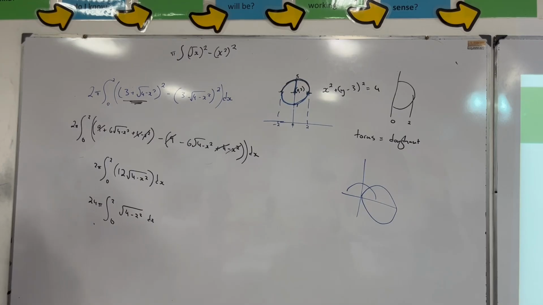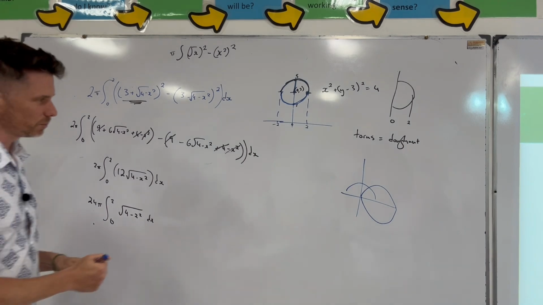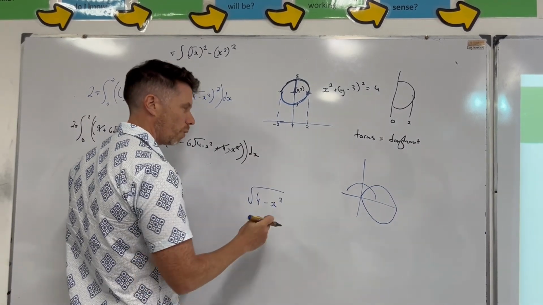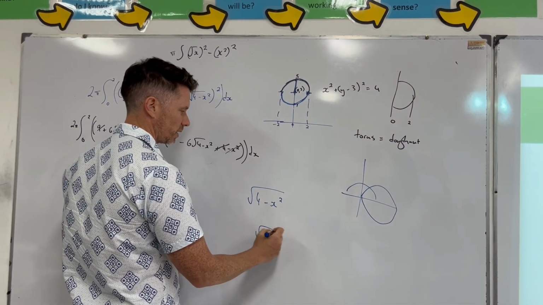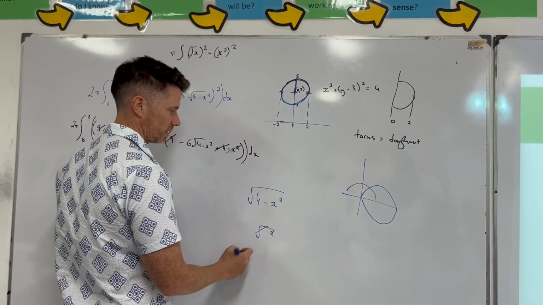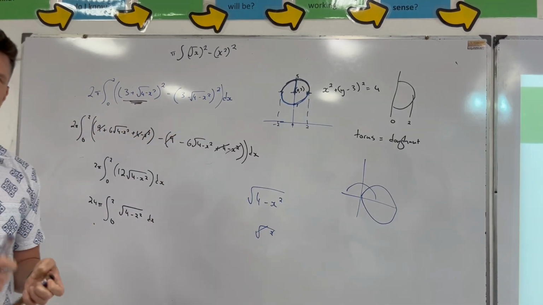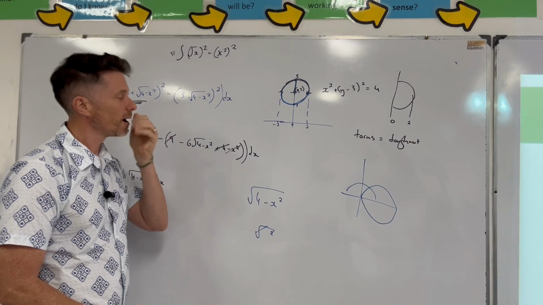Substitution. Yes, we do have to substitute, but what we need to think about is what could I substitute in for x to get 4 minus x squared to combine? At the moment we have 4 minus x squared and we have to square root it. What can I substitute in for x that could end up with something squared that would cancel out the square root, and I'm just left with something I can do?